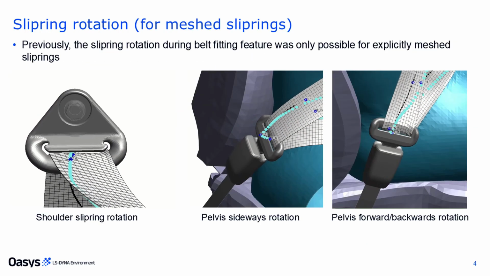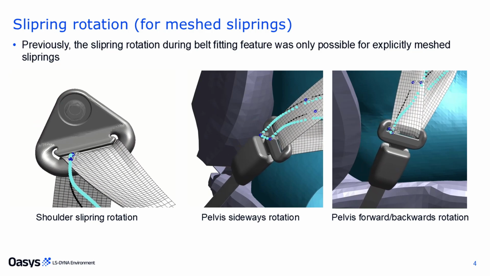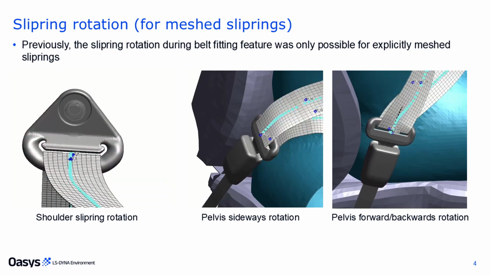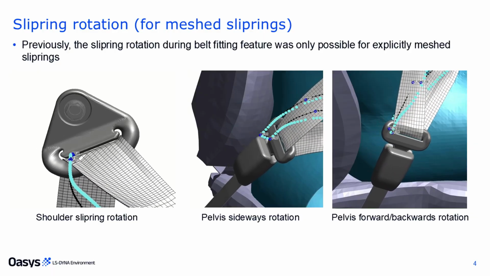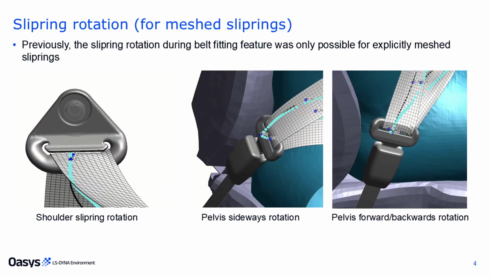Up to now, automatic slip ring rotation during belt fitting was limited to explicitly meshed slip rings. In this clip, you can see the slip ring naturally rotating into position as the belt fitting progresses.